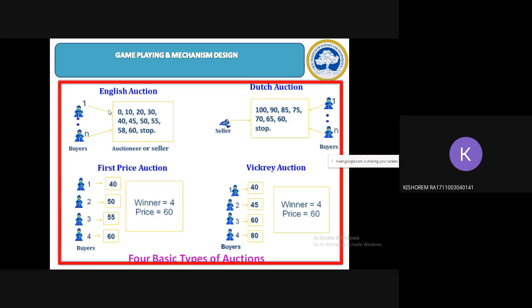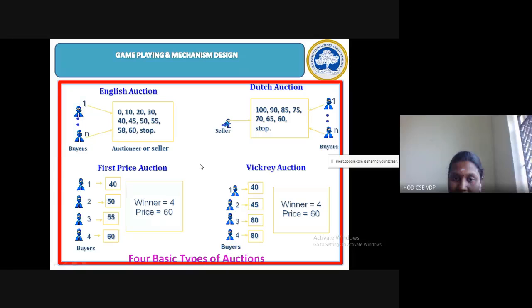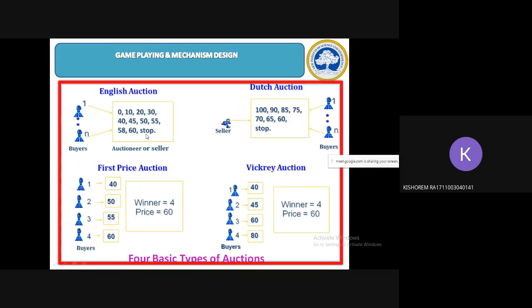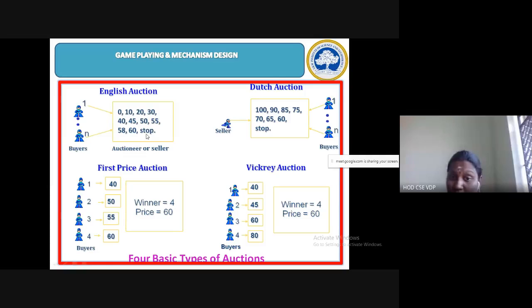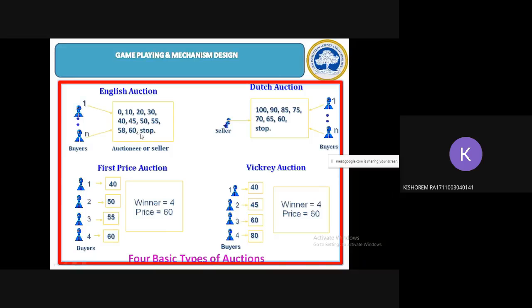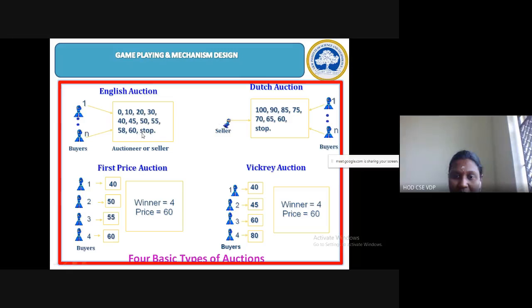Ma'am, in an English auction, if the bidding stops after 60, the person who won at 60 has to pay 58. Am I right, ma'am? No. In an English auction, the person who has quoted 60 rupees has to pay 60 rupees. That is usually what they show on TV and in cinema movies.